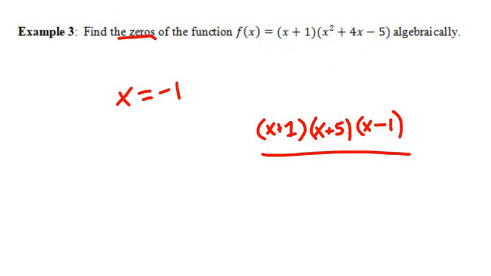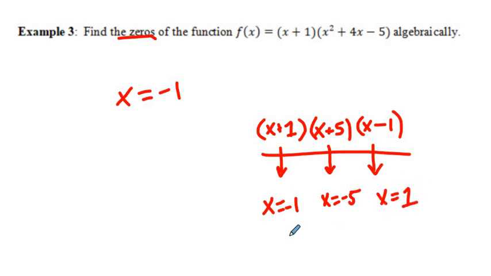All right, so now that we have it in a new form, it makes it easier to find the zeros. We're going to do it the same way we do it with any others. Just set each one equal to 0, and then solve. X plus 1, obviously, we already did that one. X equals negative 1. X plus 5, we're going to have a 0 at negative 5. And x minus 1, we're going to have another 0 at x equals 1. There's our 3 zeros. This function is going to cross the axis 3 times.